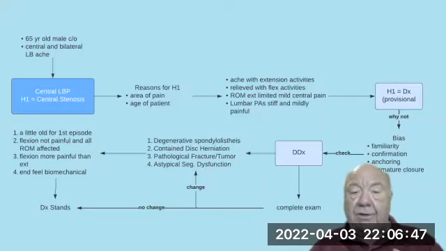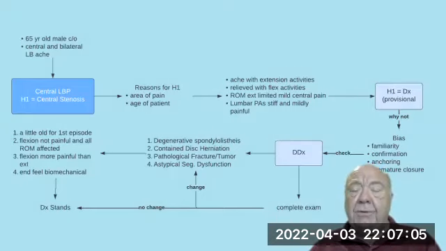So the first one, degenerative spondylolisthesis, is a little bit too old for the first episode, and the end feel was stiff, and that's not what you get with central stenosis. It's not a stiff end feel. It can be a lot of things, but it's not generally a stiff end feel.